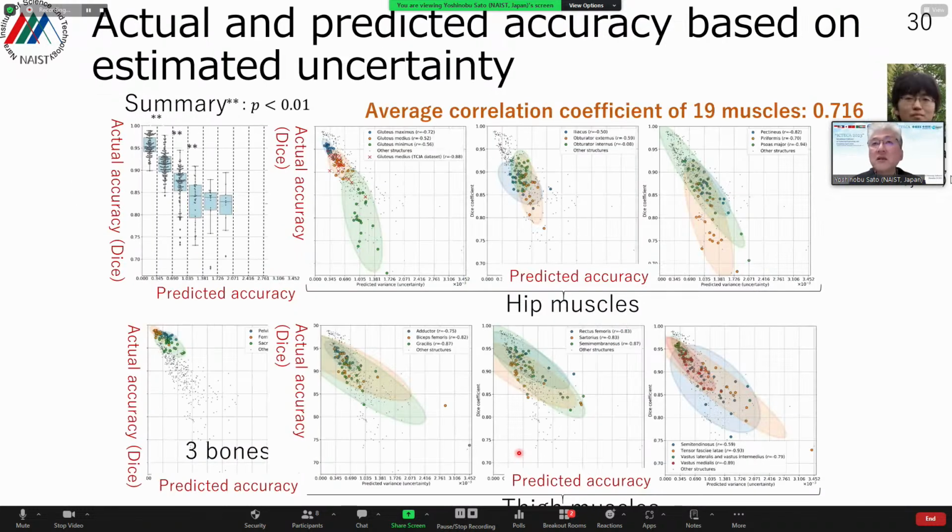So this is the correlation between uncertainty and actual accuracy. In any structures, we had some relatively high correlation. On average, 0.7 as the correlation coefficient.